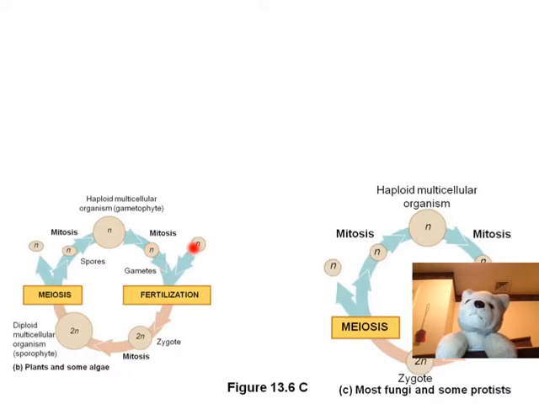Those gametes will fuse, through fertilization, and we get a single cell zygote, and then mitosis gets us our larger organism again. But the huge difference here is this mitosis that's happening in the spores. So we have haploid cells that are going through mitosis.